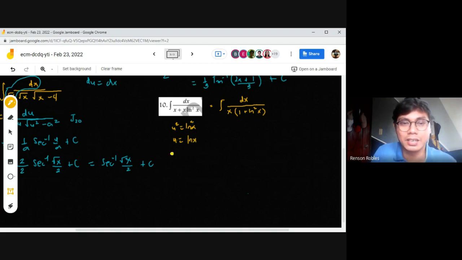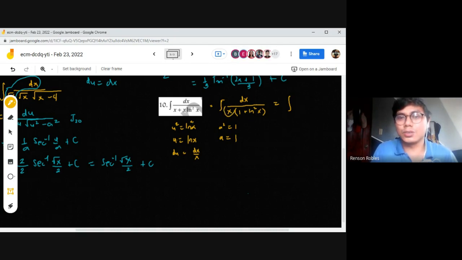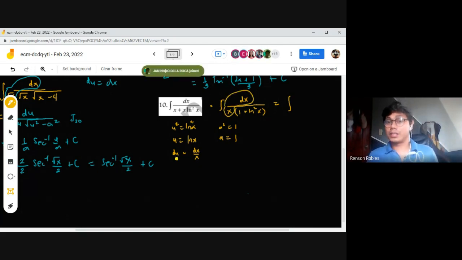Okay, and then du is the derivative of ln of x. That's dx over x, di ba? Okay, and then you now have a squared is equal to 1, and a obviously is 1. So this is now written as this dx over x that is represented by du.